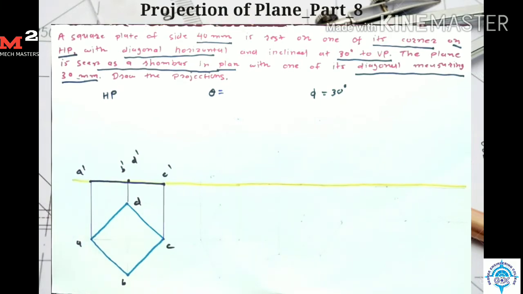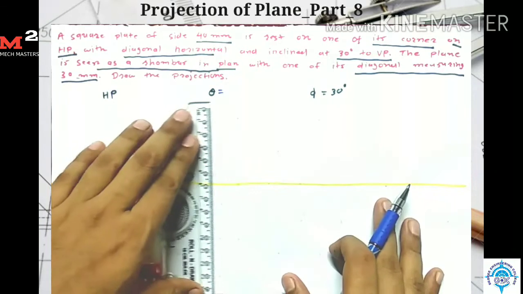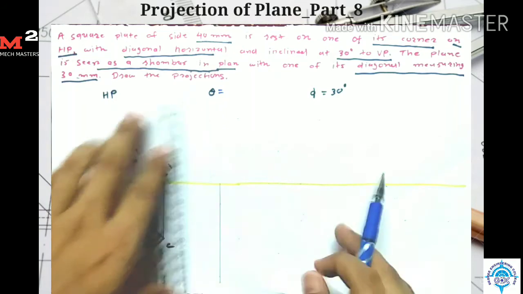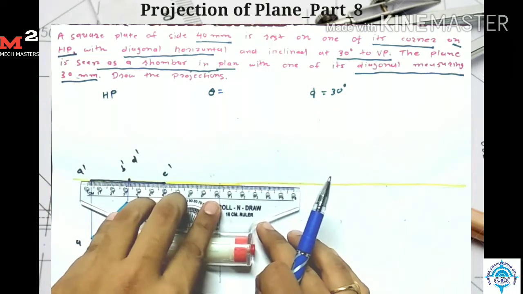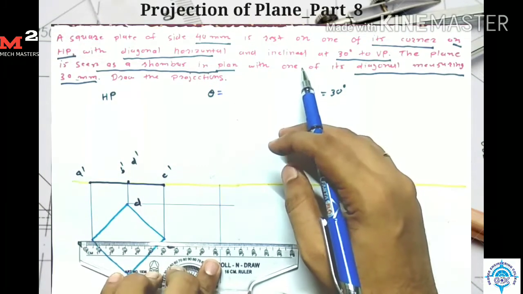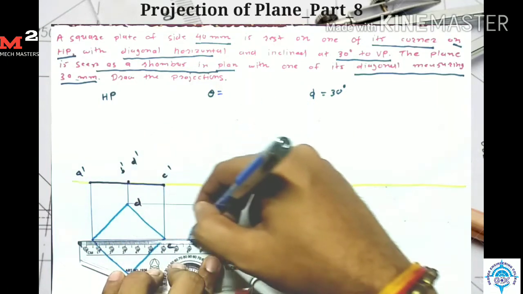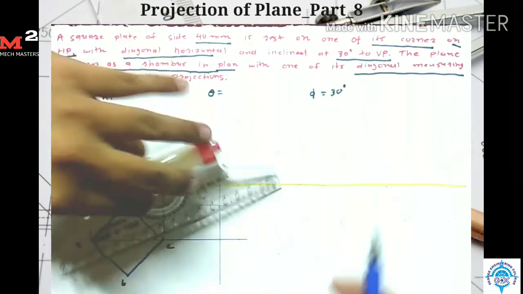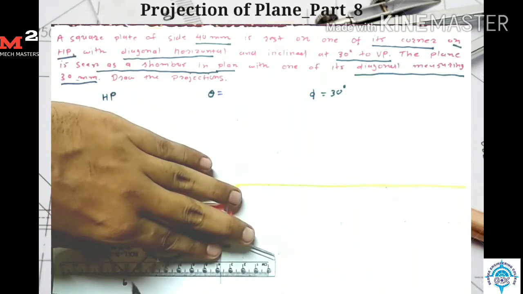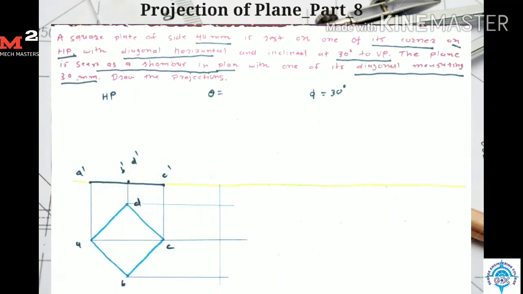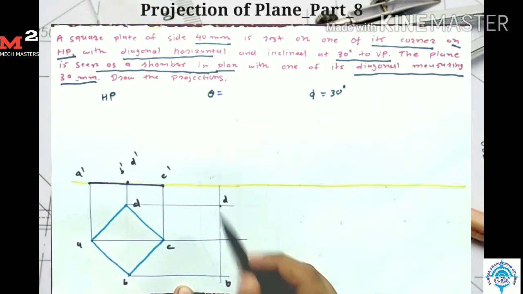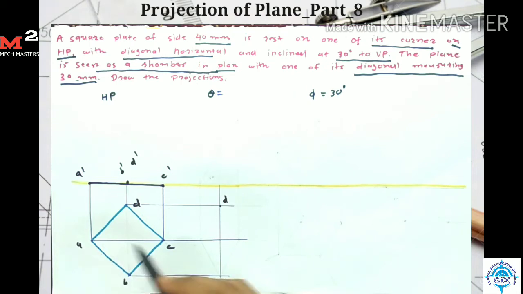So for that first I draw one vertical line here. Now I take the projection for point D, for point AC and for point B. Okay, so here I mark the point D and here I mark the point B. Okay, the length of this diagonal is constant, means the length of AC is changed to 30 mm.